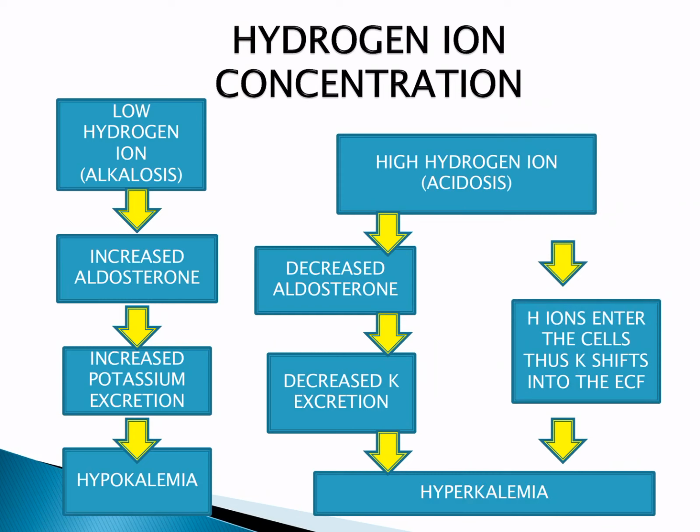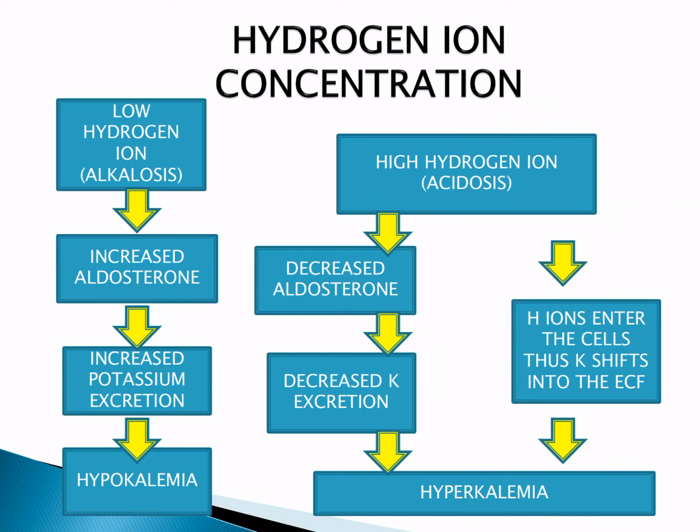Another condition here is high hydrogen ion, which is called acidosis. Okay, so it causes decreased aldosterone. So remember, your aldosterone promotes potassium excretion. However, if it is decreased, it would retain potassium. So there will be decreased potassium excretion, meaning potassium will be retained in the body. So that will cause hyperkalemia, meaning there is increased potassium in the blood.